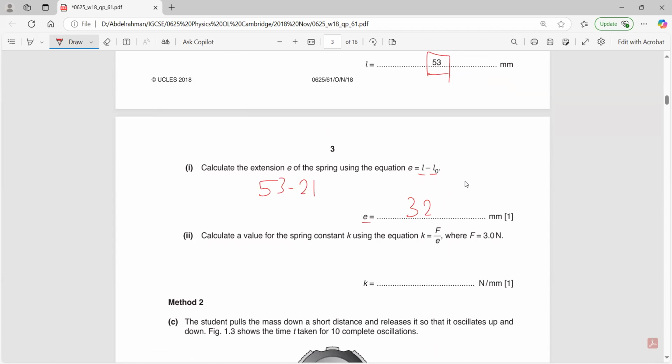Can I find K? Yes, I can find K. K is F over E, where F is 3 newtons, so K is 3 over 32. Calculating it, it would be around 0.094. The spring constant is now 3 over 32, which is 0.094. And that's it. It's as easy as that.